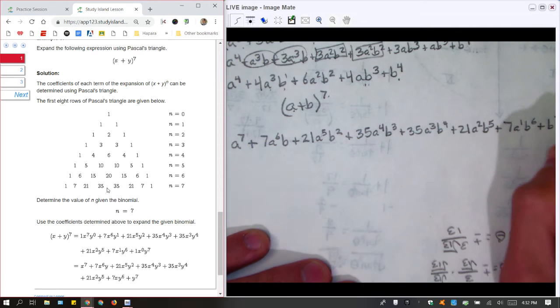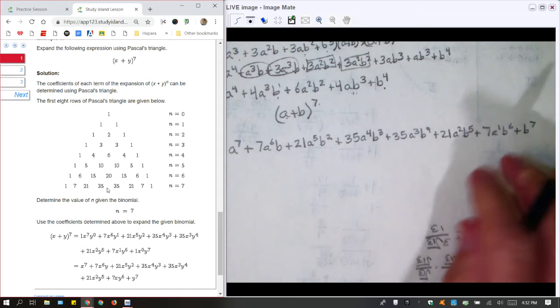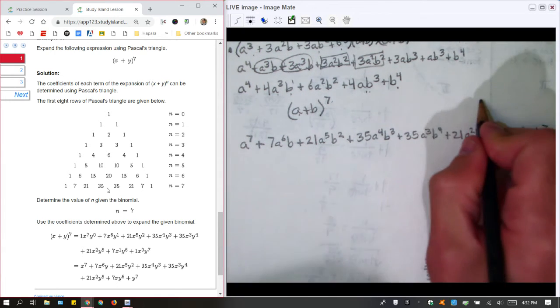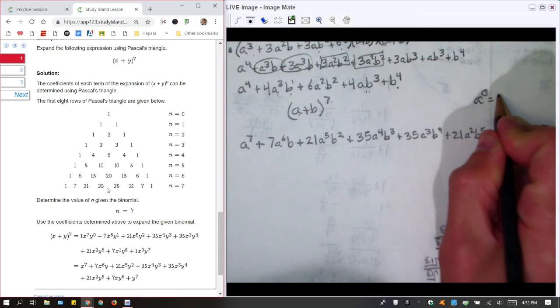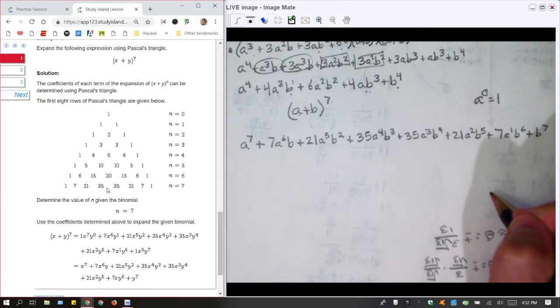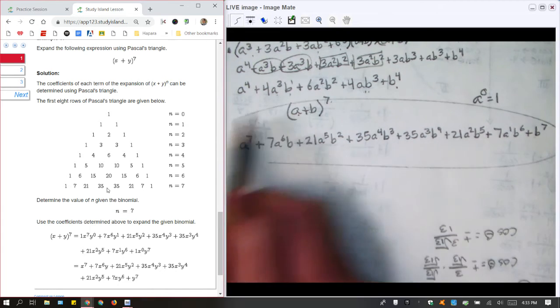to the seventh. Now, you might ask yourself, well, what happens to the a on the last one? After a to the first, it's a to the 0 power, a to the power of 0. And anything to the power of 0 equals 1. So we have just 1 times b to the 7th, and that's what we end up with. So that is how that pattern continues.